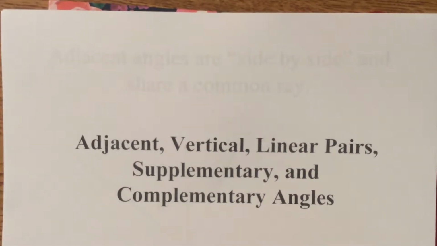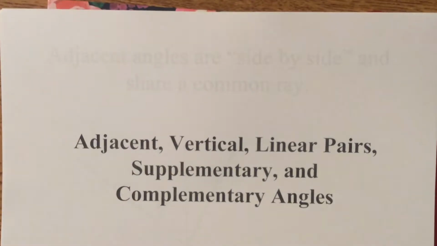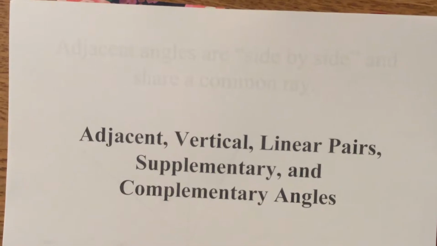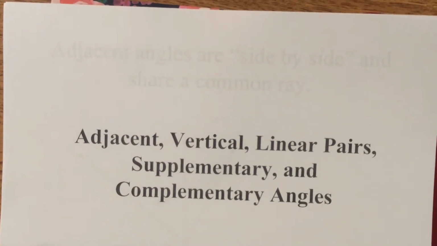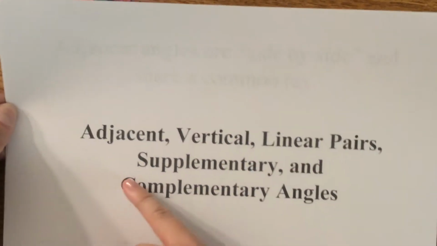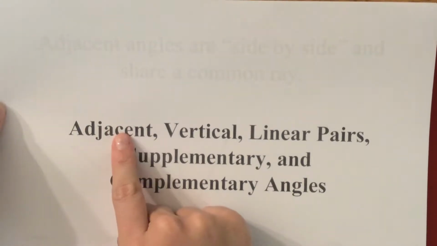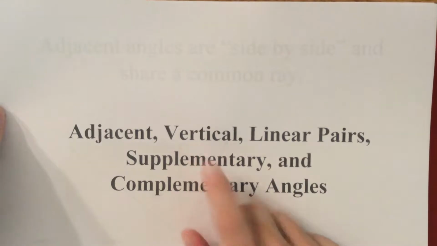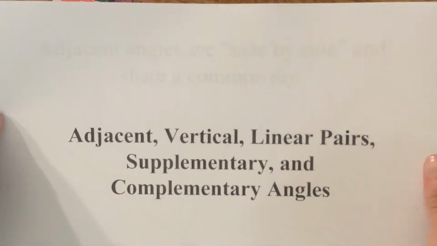Today we're going to go over angle relationships. So just some different kinds of angles. You've already seen a few of these this year, so hopefully this is a little bit of review and should be pretty easy. The things that we're going to go over today are adjacent angles, vertical angles, linear pairs, supplementary angles, and complementary angles.